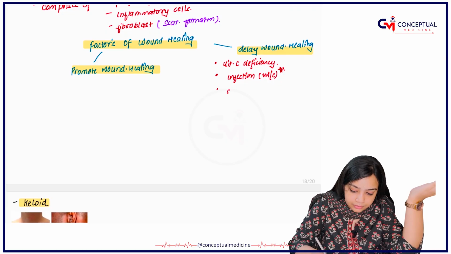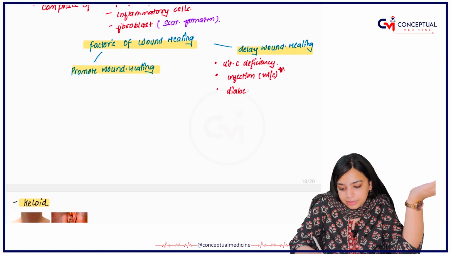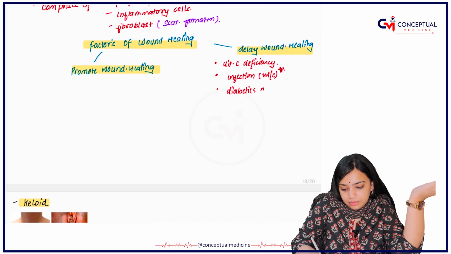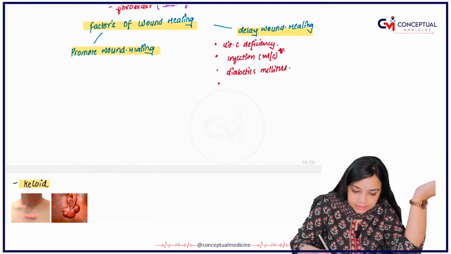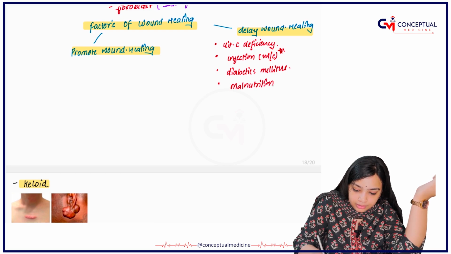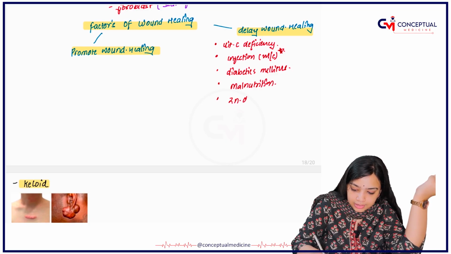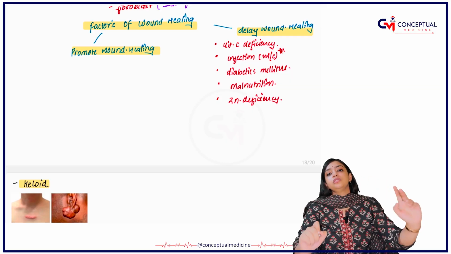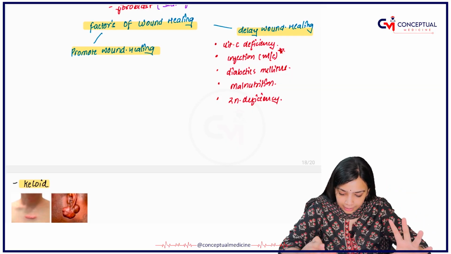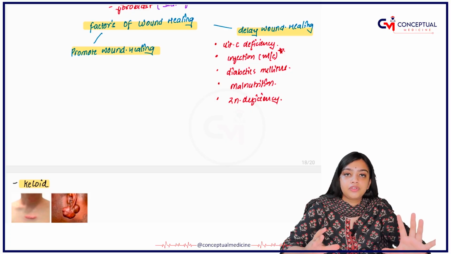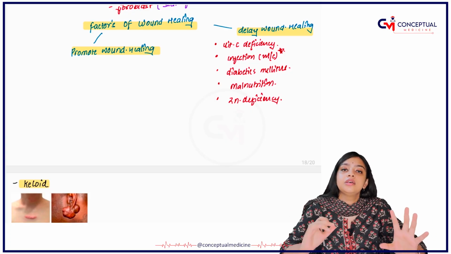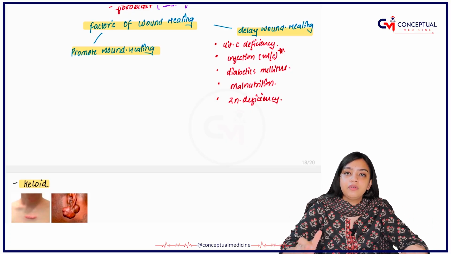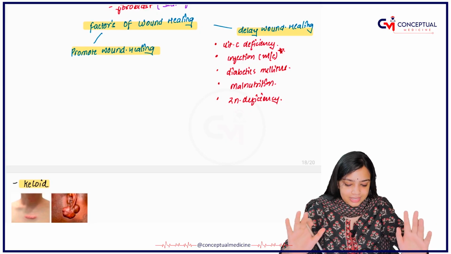Next, if a person is diabetic, if there is diabetes. Second, if the person is malnourished. And last, if there is a zinc deficiency. You will learn more about this in your biochemistry lectures, about what happens when there is a zinc deficiency. I can just tell you there are certain skin changes that you are able to see when a person has zinc deficiency.